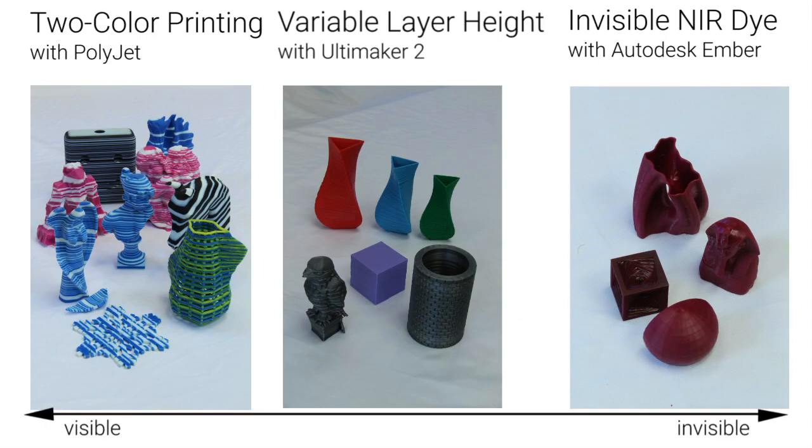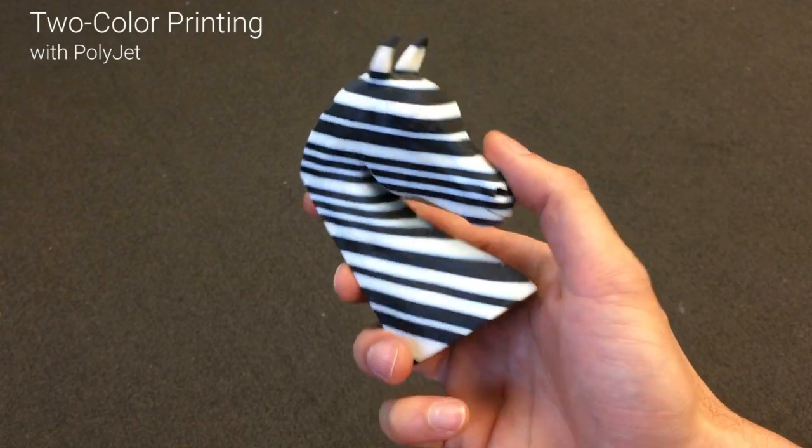To evaluate LayerCodes, we demonstrated successful deployment in three types of existing 3D printers and test our methods on real-world photos. Two-color printing, varying layer heights, and alternating resins mixed with invisible near-infrared dye. The first is two-color printing.